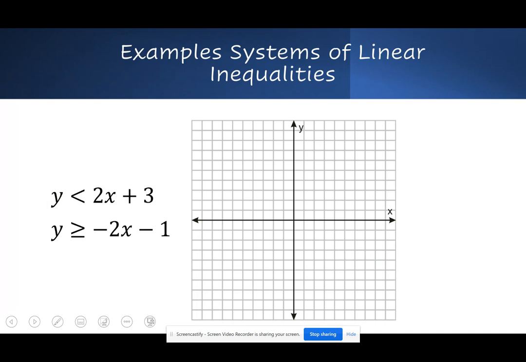So let's look at an example here. y is less than 2x plus 3. We're going to start at positive 3, and then count our slope of 2 over 1. We can just keep going with this. It's a less than symbol, so it's a dotted line. It doesn't have that line underneath it. And then, since it's less than, we're going to shade underneath it.